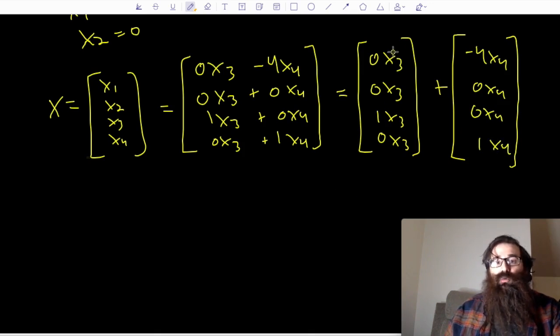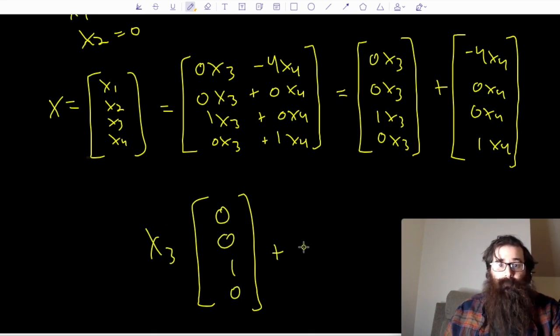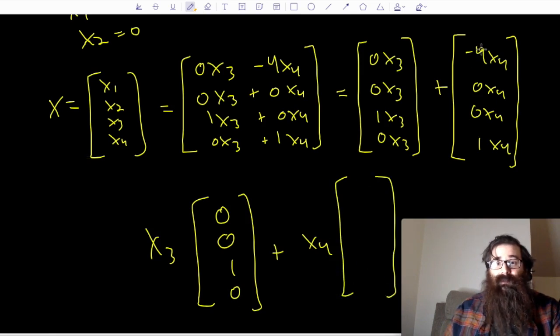And now what I can do is I can bring the scalar weights out. So bring the free variable out as a scalar weight. So x sub 3 times the numerical vector with entries, there they are. I'm looking right at them. I don't have to guess at it. 0, 0, 1, 0, plus bring x sub 4 out as a free weight. I'm left with the vector with numerical entries, negative 4, 0, 0, 1.